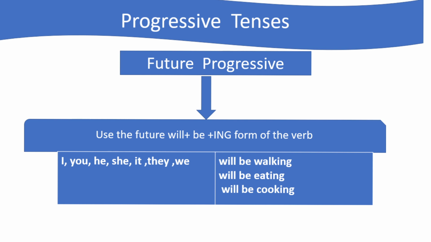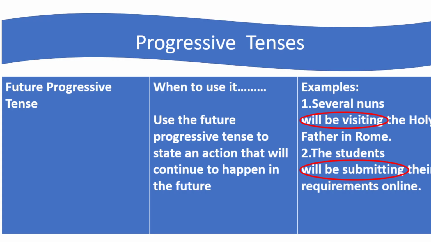So what does it mean? You can either make use of singular or plural pronouns or subjects, and you will still make use of the same future progressive tense of the verb. Like we can have we will be walking, or I will be walking, she will be eating, or will be cooking, and so on. So when do we use the future progressive?